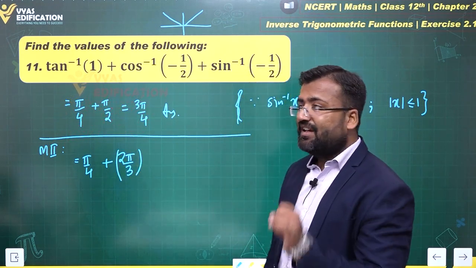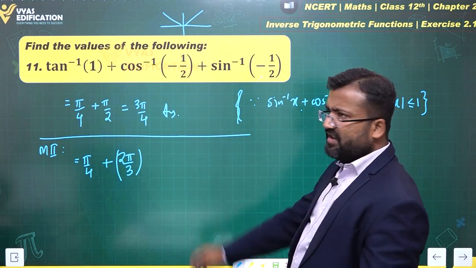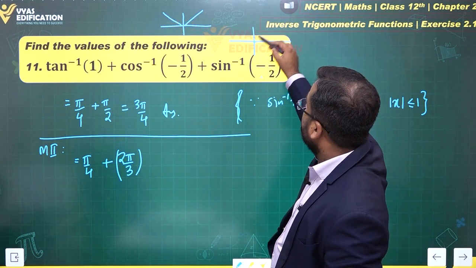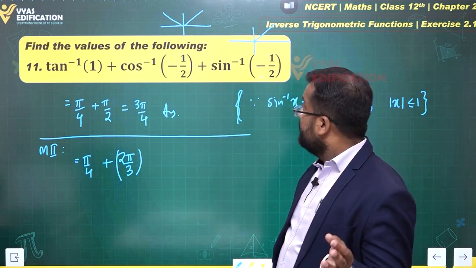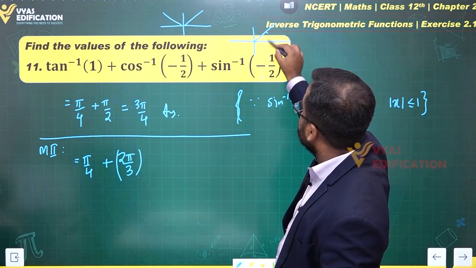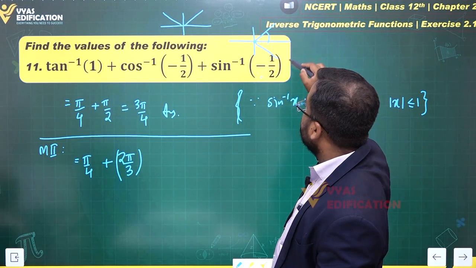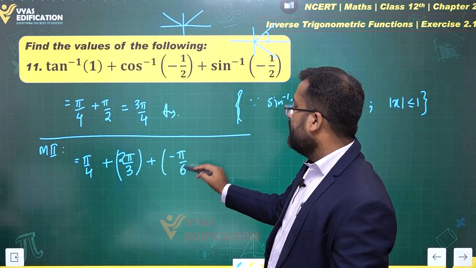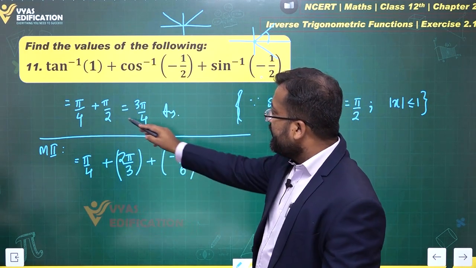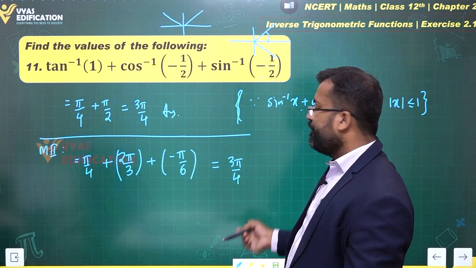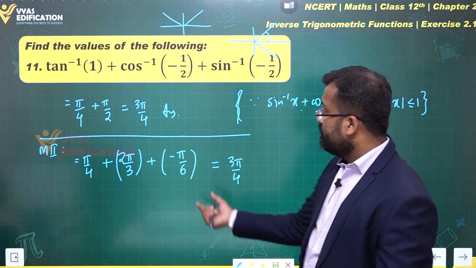Remember this angle. What else? Minus half. In case of sine inverse, for x equal to half, I'll have x equals pi by 6. This angle is pi by 6. But then I need a negative one, so this angle will be minus pi by 6. So this is minus pi by 6 over here. If you add these two, you'll get pi by 2, and the overall answer would be the same, 3 pi by 4. Obviously it will be the same, but this is what you get, right?